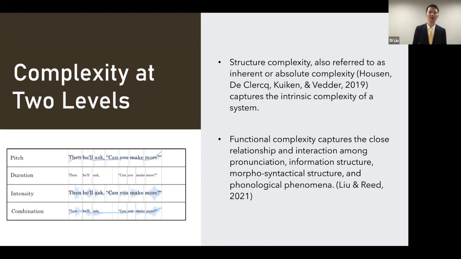As many of you know, the phenomenon that we call stress or focus is related to multiple acoustic features, including pitch, duration, and intensity. How to consolidate and use these three features together and manipulate them is one level of complexity that learners face. Another layer of complexity is the functional complexity. It captures the close relationship and interaction among pronunciation, information structure, morphosyntactical structure, and phonological phenomena.